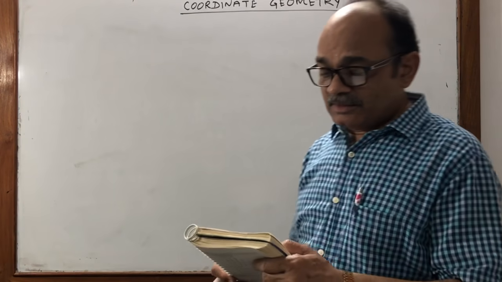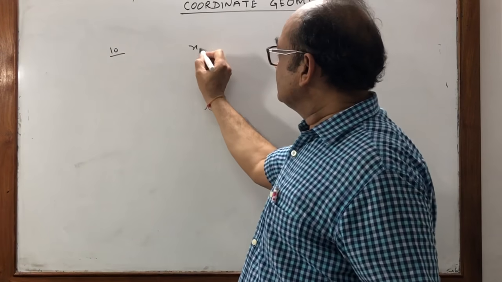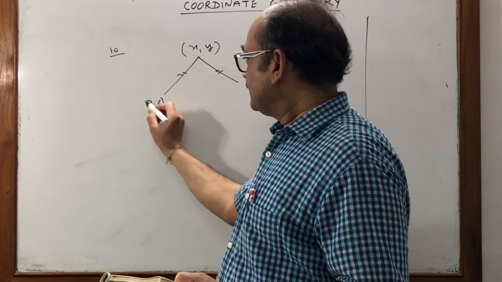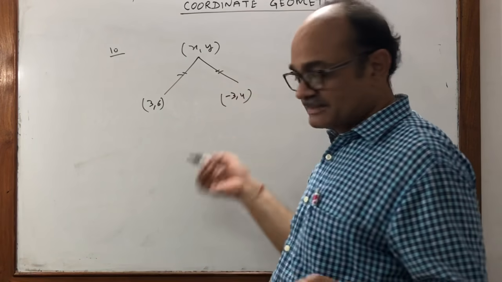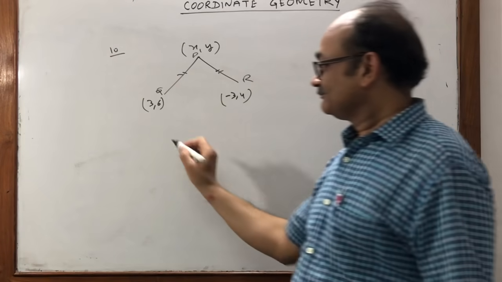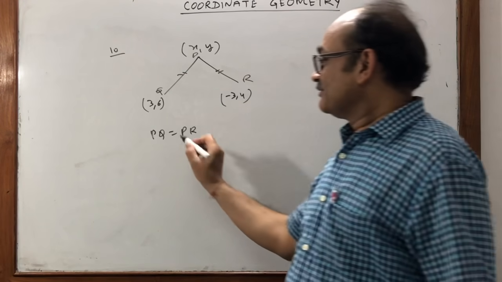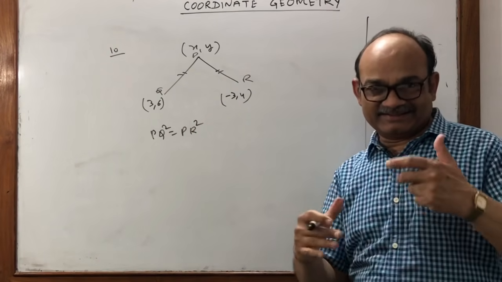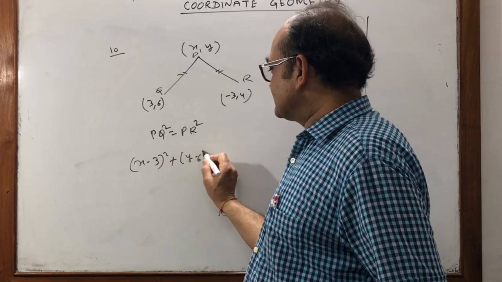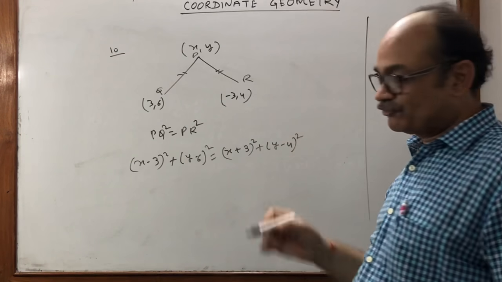One more question. Sum number 10. Find a relation between x and y such that (x, y) is equidistant from the points (3, 6) and (minus 3, 4). Similar question. Suppose it is P, this is Q and this is R. What is given? PQ equals PR. Since we want to apply the square root formula, PQ square equals PR square. To make it easy: (x minus 3) the whole square plus (y minus 6) the whole square equals (x plus 3) the whole square plus (y minus 4) the whole square.